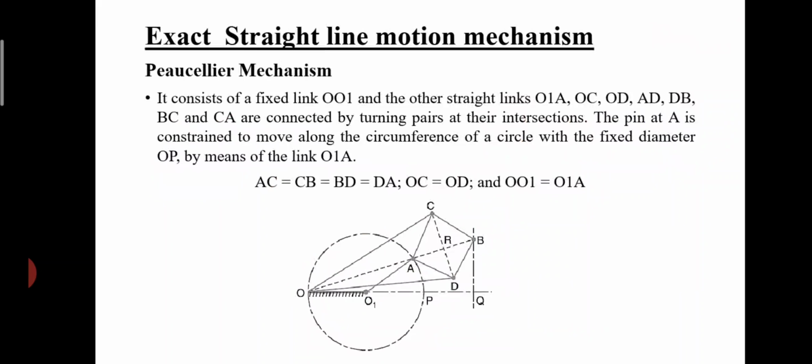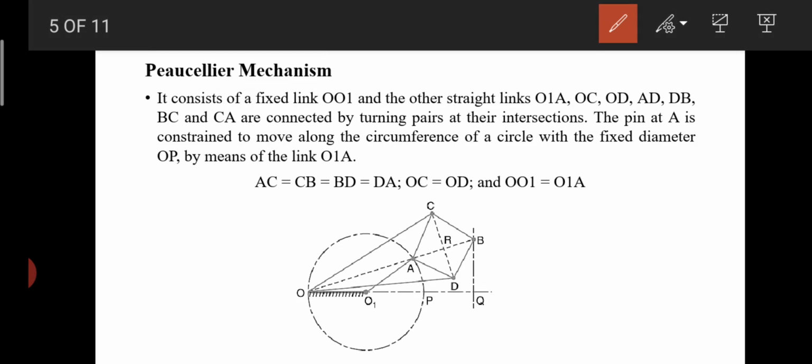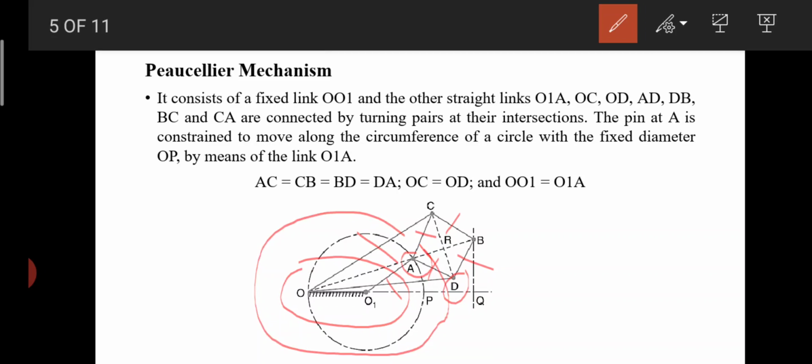Peaucellier mechanism. It consists of fixed links OO1 and the other straight links O1A, OC, OD, AD, DB, BC and CA, connected by a turning pair at their intersection. The pin at A is constrained to move along the circumference of a circle with the fixed diameter OP by means of the link O1A.